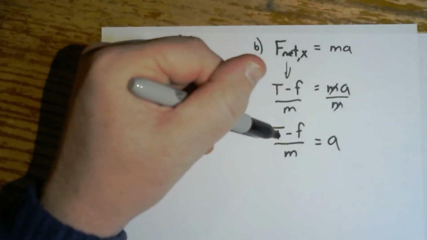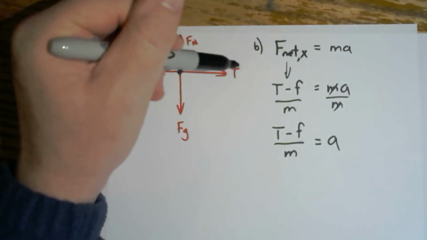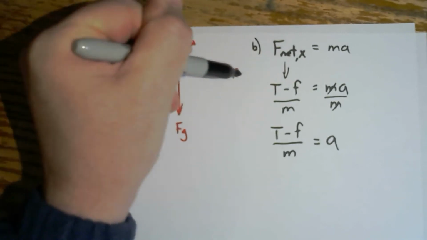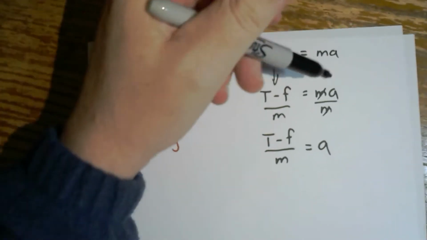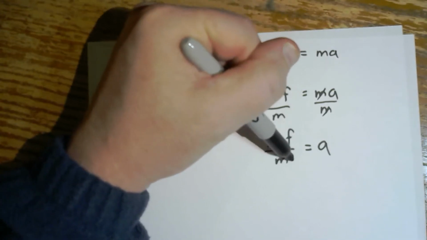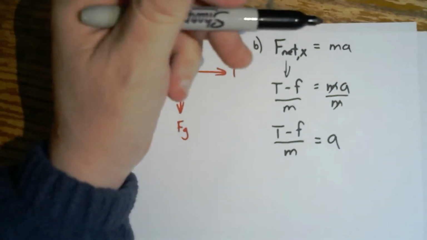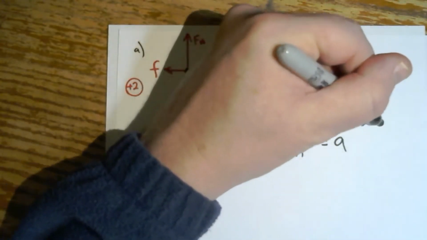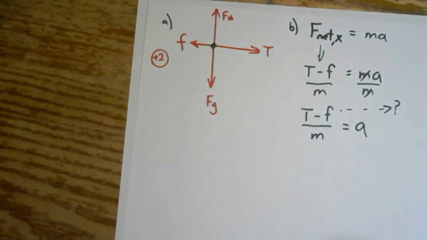Well, I know what the tension is. That's going to be 15 newtons, because it's stated in the problem that we're pulling that string with a 15 newton force. I don't know what the friction is, and I'll calculate that in a minute, but I do also know what the mass is. So let's take a little sidestep and figure out what the friction is.